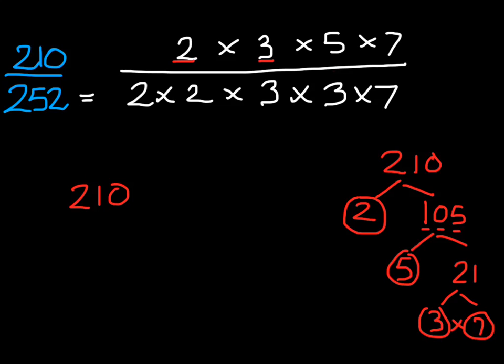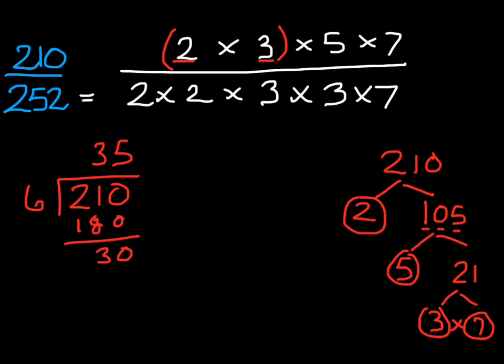But the funny thing is, this is also a factor of 210. 2 times 3, 6 is a factor of 210, right? 6 goes into 210 35 times. 35 times 6 is 210. And we could also say that any other combination of factors up here is a factor of 210.